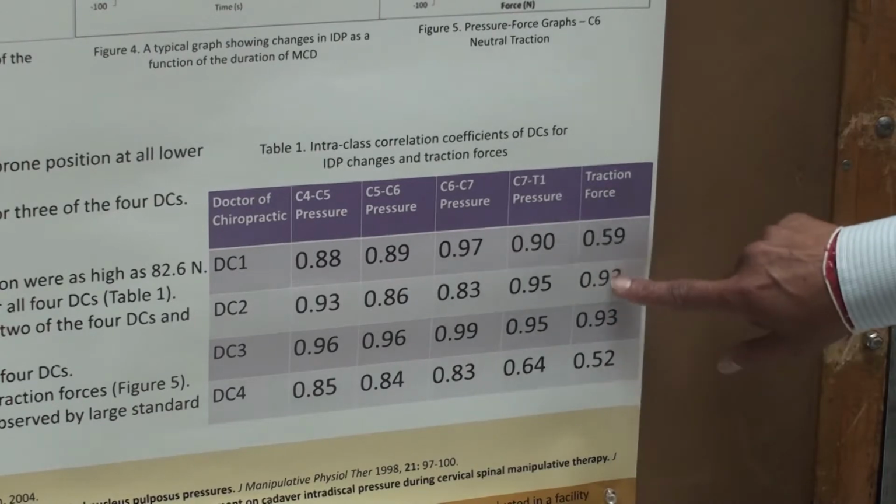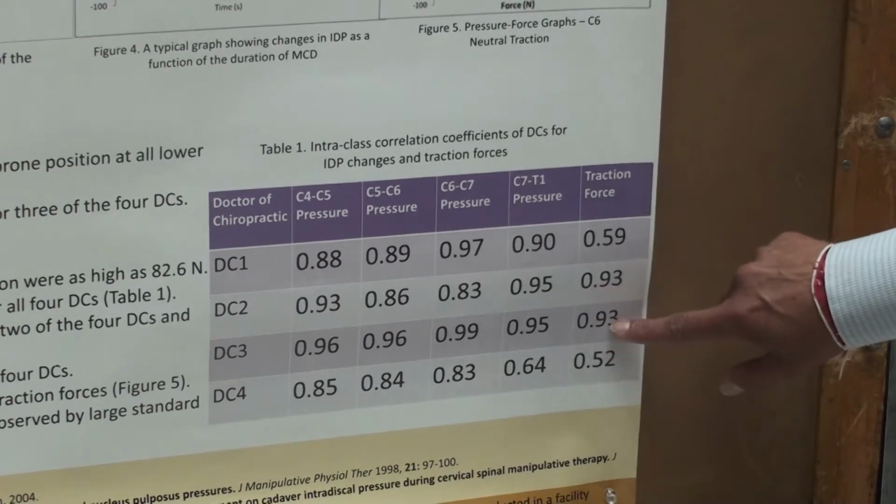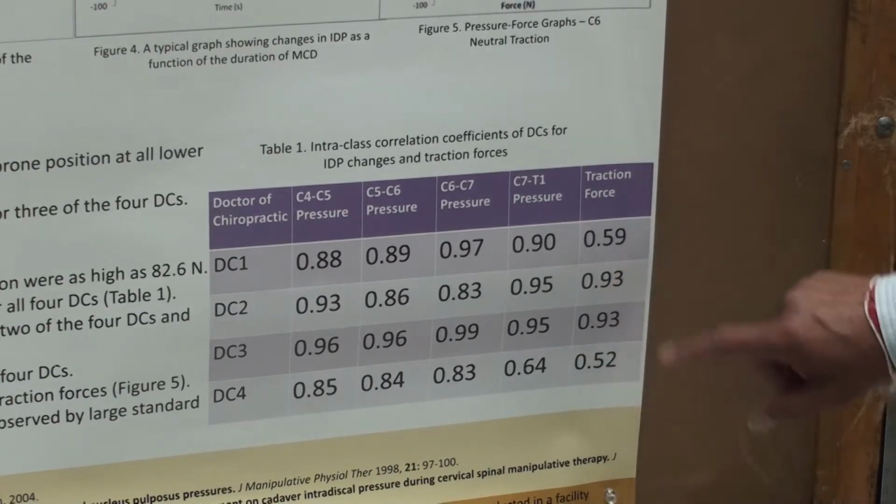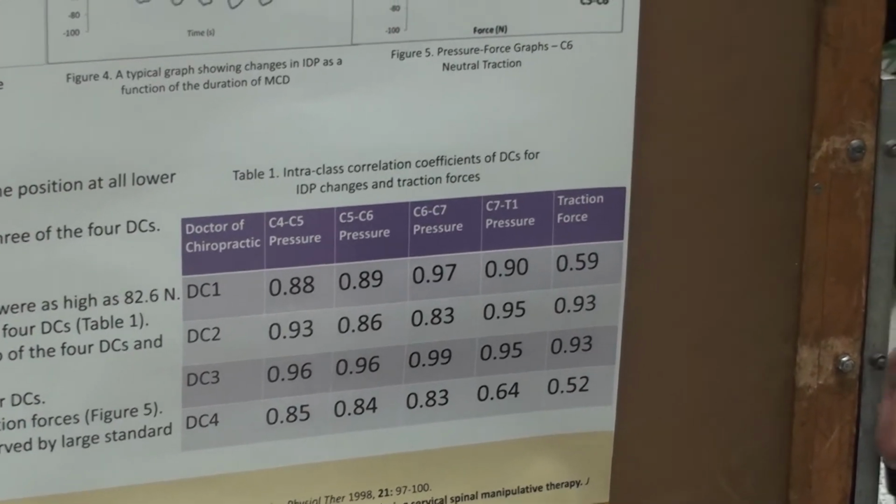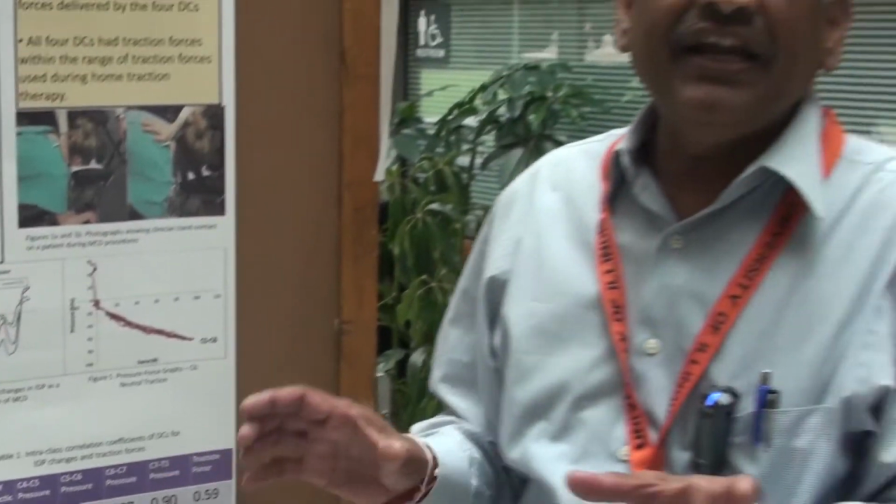For traction forces, 2 of the doctors are applying consistently, 0.93, and 2 of the doctors only moderate consistency. So we validated the decrease in the intradiscal pressure and the consistency with which the doctor is delivering the treatments. We are also finishing up a clinical study, writing manuscripts. The goal is to find the optimum traction forces.